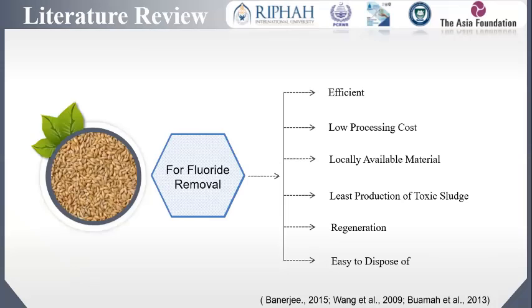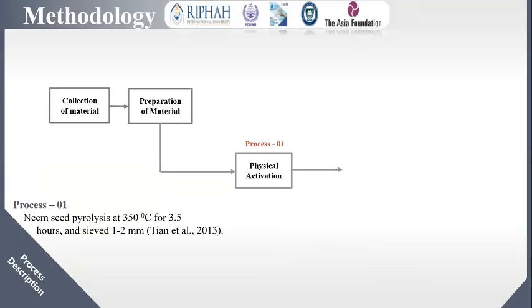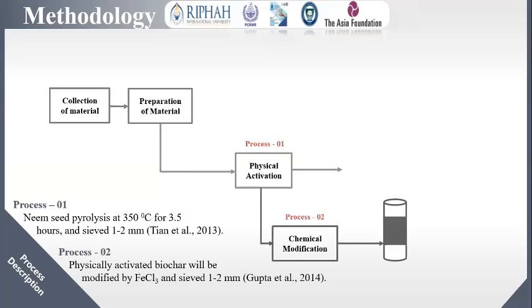On the basis of my material and my objectives, I have developed a methodology. First I collected the raw material, that is neem seed, from the market. This collected raw material was further processed for material preparation. In the first process, I did physical activation of neem seed through a pyrolysis process at 350 degrees Celsius for 3.5 hours. After physical activation, I did chemical modification through ferric chloride and sieved it to 1 to 2 mm.